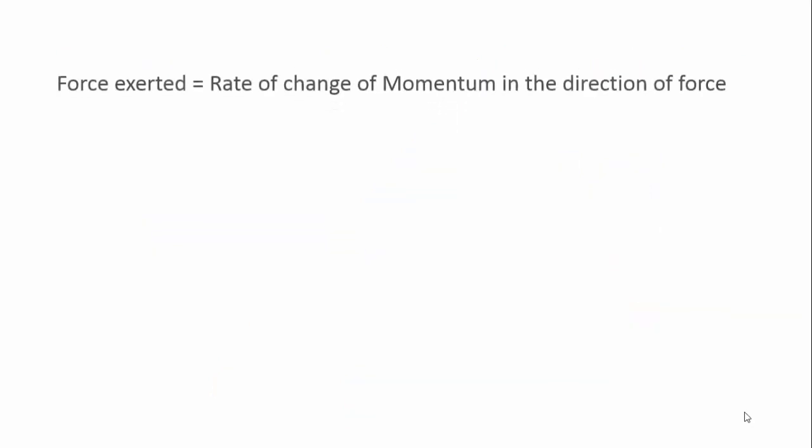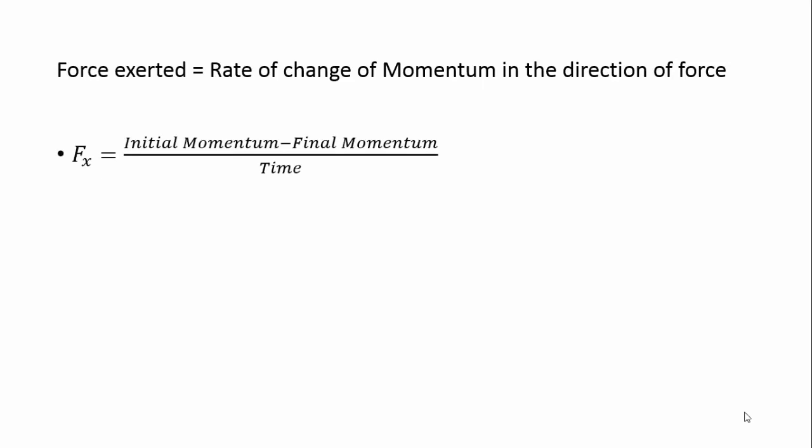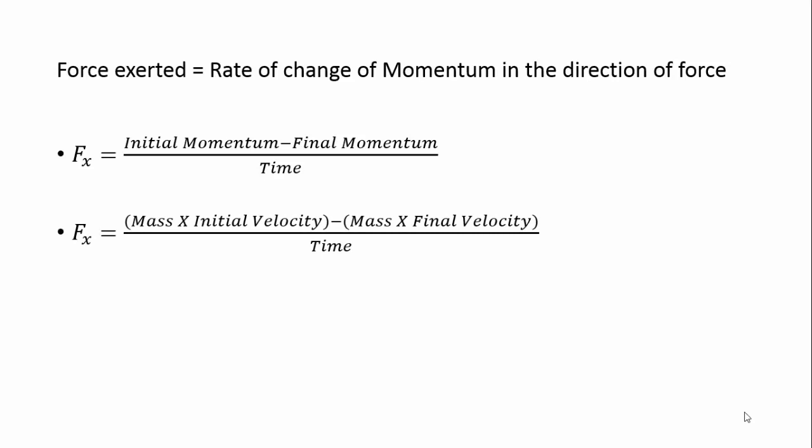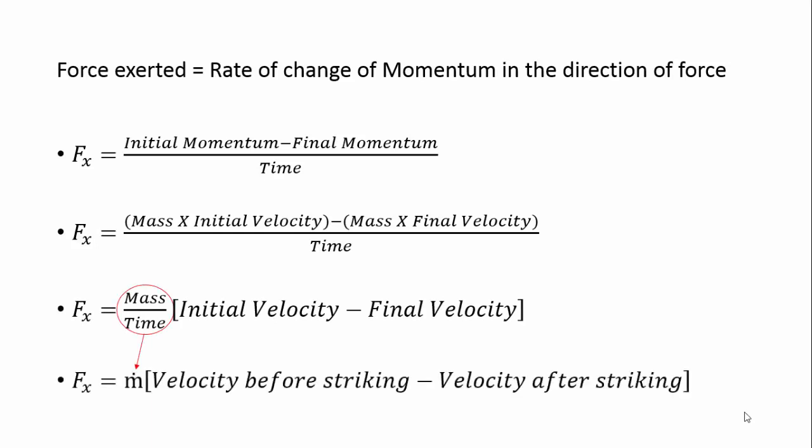In general, the force exerted by a jet on a plate is the rate of change of momentum along the direction of the force. Hence, the force exerted along any direction x is equal to the initial momentum of fluid minus the final momentum, divided by time. As we all know, momentum is the mass times the velocity. If you take the common terms, mass and time, out, it becomes the mass flow rate.